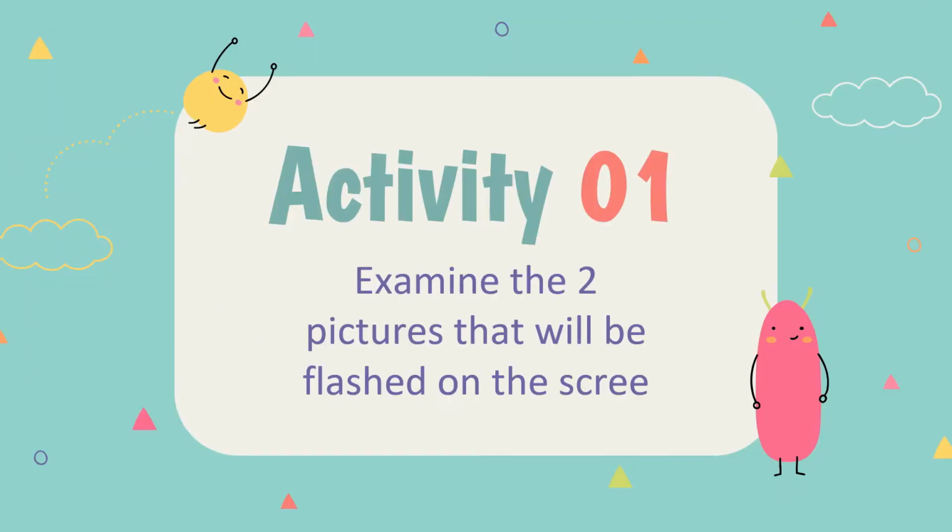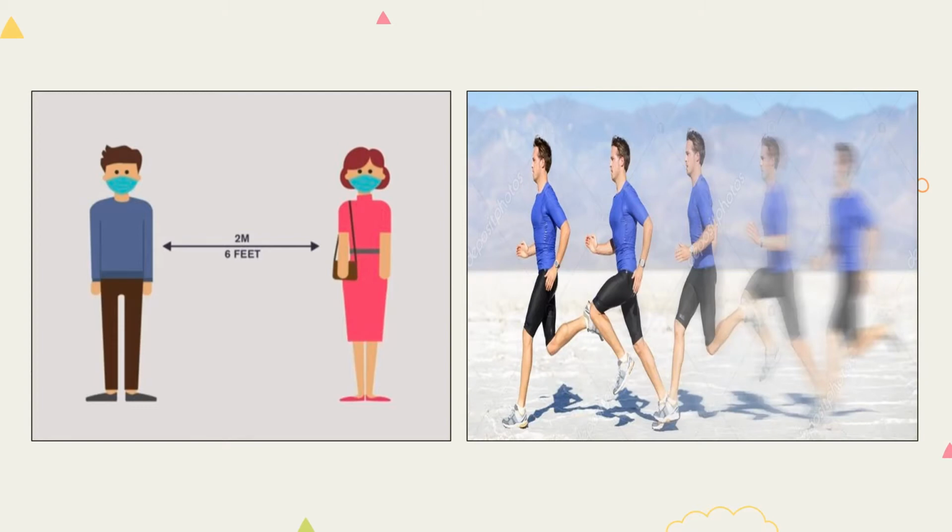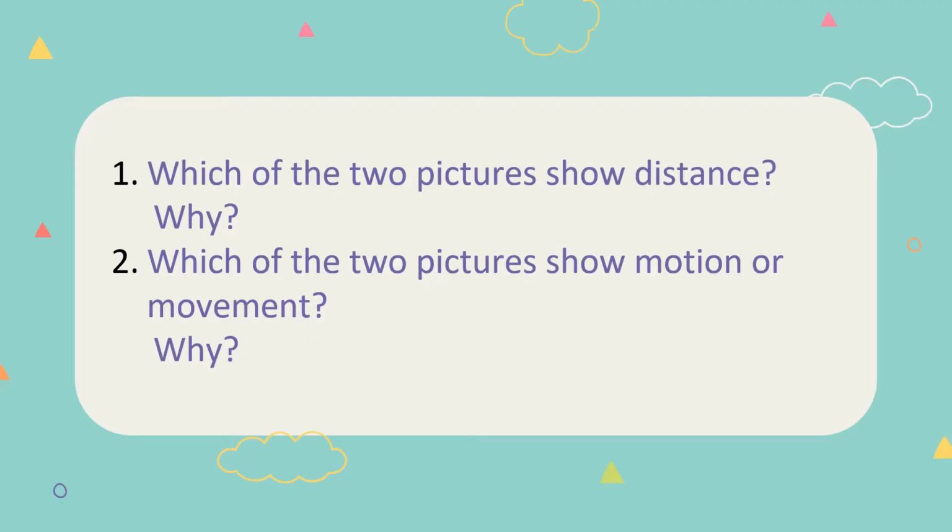Let us start with Activity 1. Examine the two pictures that will be flashed on the screen. You can pause the video if you need more time. Guide question number 1. Which of the two pictures show distance? Why? Number 2. Which of the two pictures show motion or movement? Why?